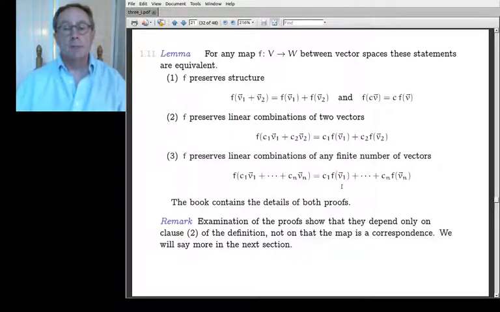Okay. And the book contains the details of both the proofs. They're not especially interesting, so I'm not going to go through them. You won't look at it and say, really, what's line 7 saying? All right, and then the remark down here says, if you look at the proofs, they only depend on clause 2 of the definition about preservation. They don't depend on one-to-one and onto. So we'll say more about that in the next section. In section 2 of this chapter, we'll consider maps that aren't necessarily one-to-one and onto, but that do preserve.